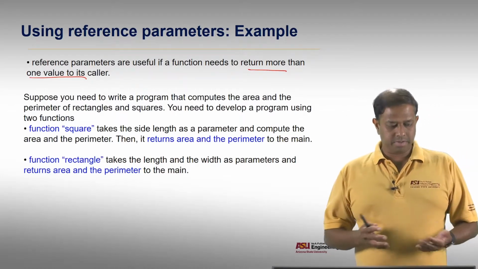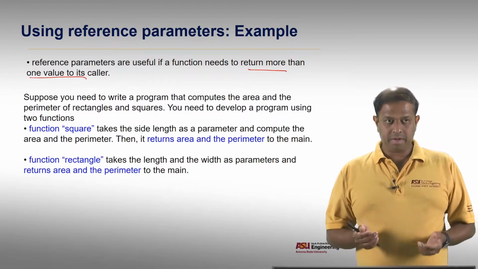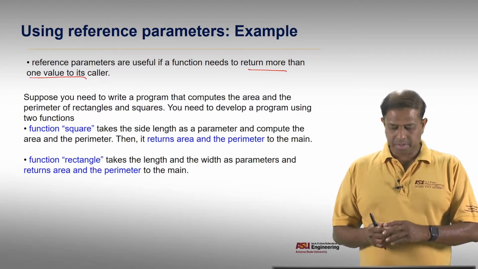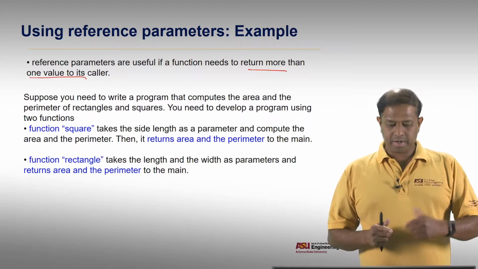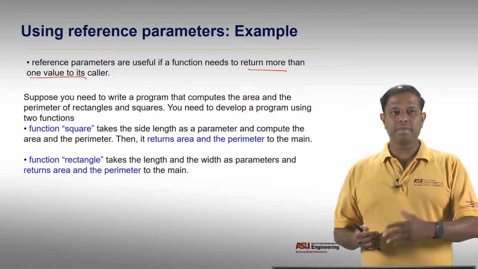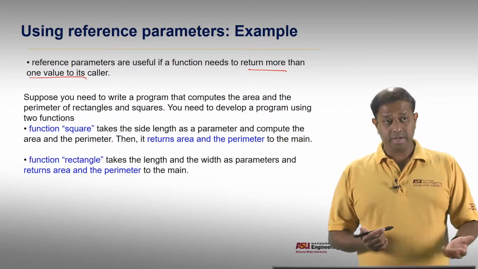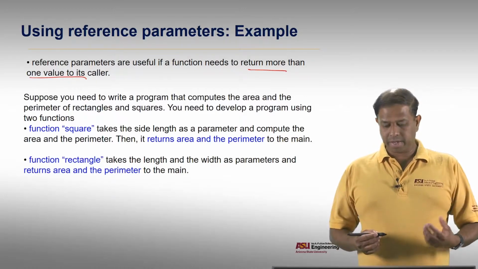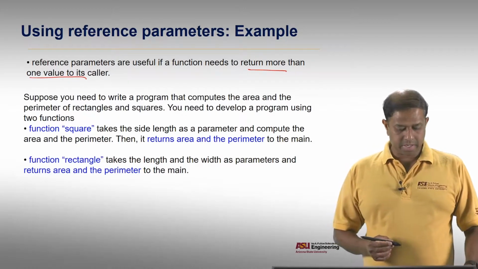If the function wants to return more than one value, we know that we cannot use the return statement, because the return statement can return only one value. Now if you have to return more than one value, then we can pass the memory address of the value that needs to be returned, and then we can use that one to update the original data, right?